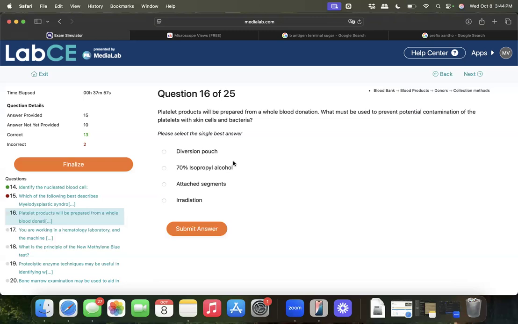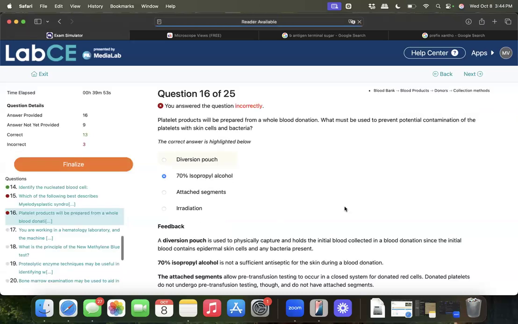Irradiation, we want that to prevent graft versus host disease. All right, are we going with A or B? Because we're having a lot of... All right, let's go B and see what it's talking about.